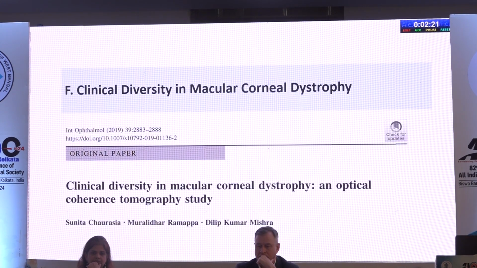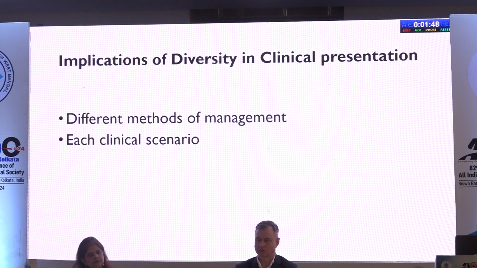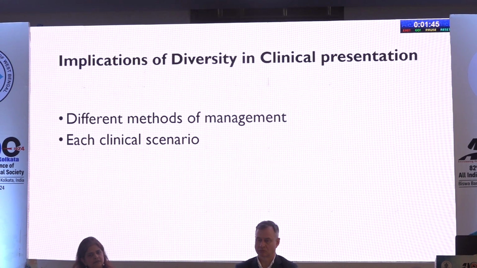Now there's a whole lot of clinical diversity in macular corneal dystrophy, and these are the 4 patterns which we studied. There was a pattern where the deposits are more in the stroma in the subepithelial region of the central cornea. Another pattern showing deposits in the stroma, subepithelial region in the central cornea, and the predescemetic peripheral cornea, which are non-contiguous. There are isolated predescemetic deposits in the peripheral cornea with minimal stromal involvement, and then there are instances where there are diffuse stromal deposits, subepithelial involvement, and overall thick cornea, which shows that the endothelium is compromised in these eyes. These diverse presentations have implications in the choice of surgery, and each clinical scenario has to be dealt with carefully, with utmost attention to these clinical findings.